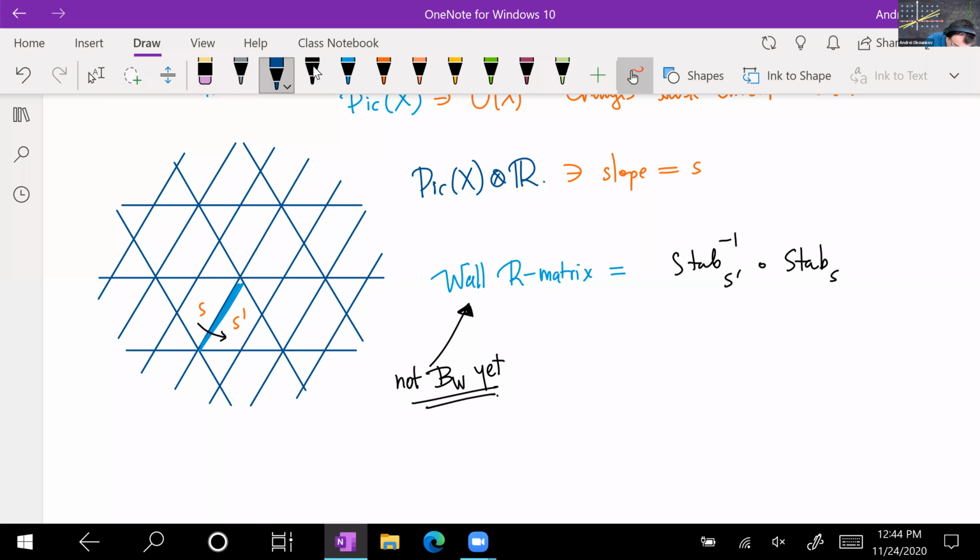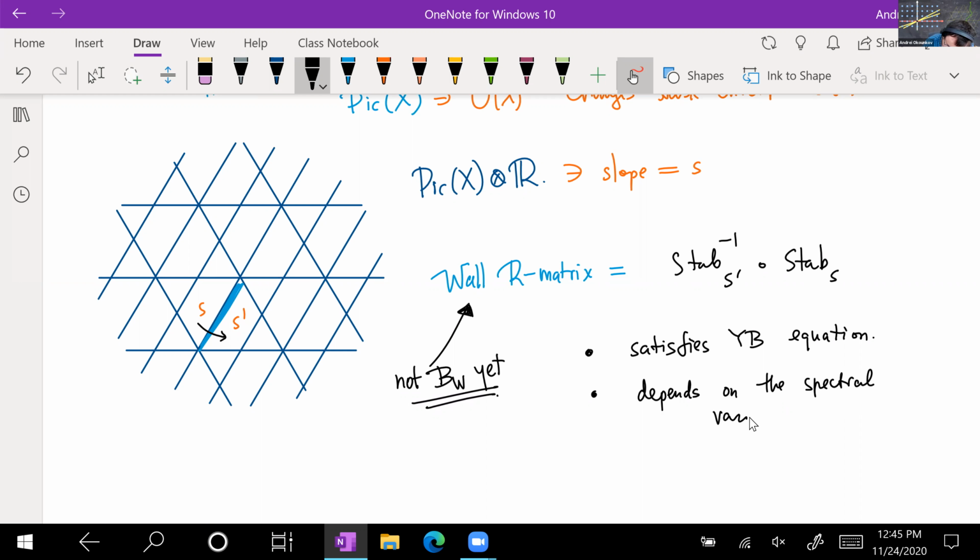So what are the properties of this? First property, it satisfies the Yang-Baxter equation. Okay, that's one thing. Second thing, it depends on the spectral variable in a trivial way.